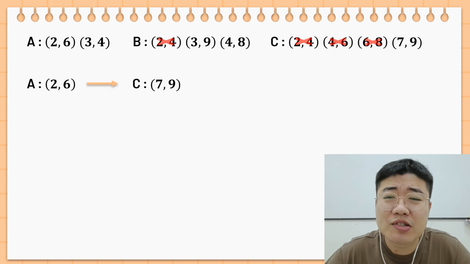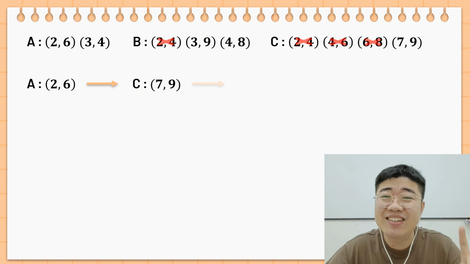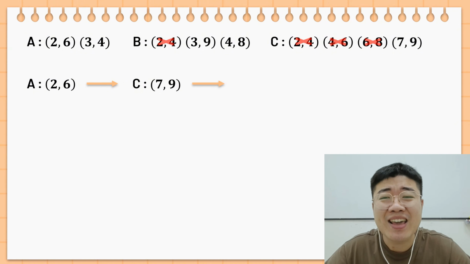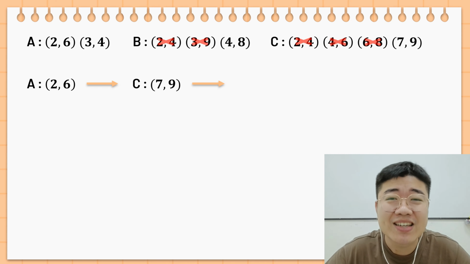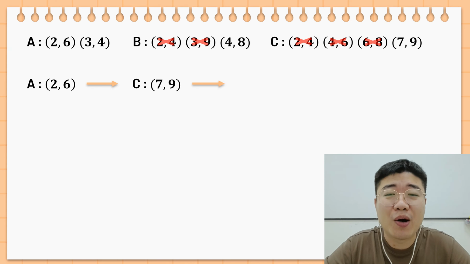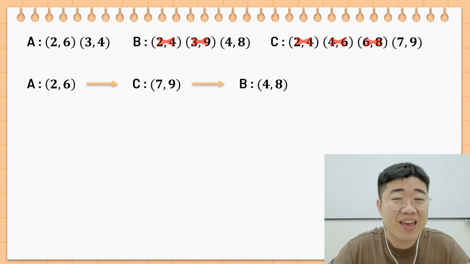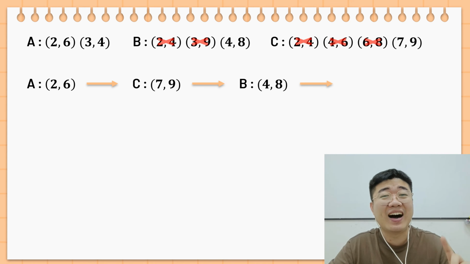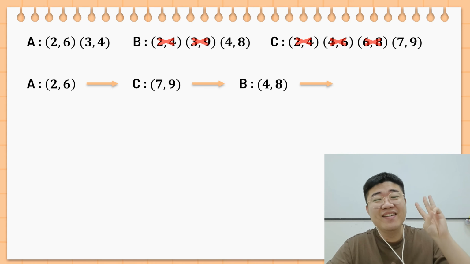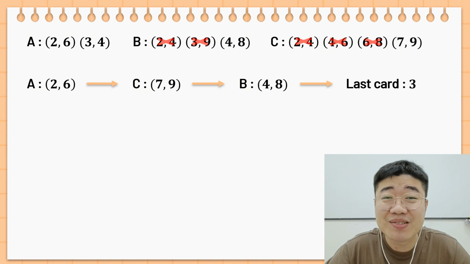Now, if we choose 7 and 9 for Cindy, how about Ben? Teacher, we notice that we cannot choose the 9 again. So 3 and 9 is out. We only got 1 case left. This will be 4 and 8. We've got all the different numbers for A, B, and C. So now let's check what's the last card. The last card will be the number 3. 3 is left. So are we done with the question?